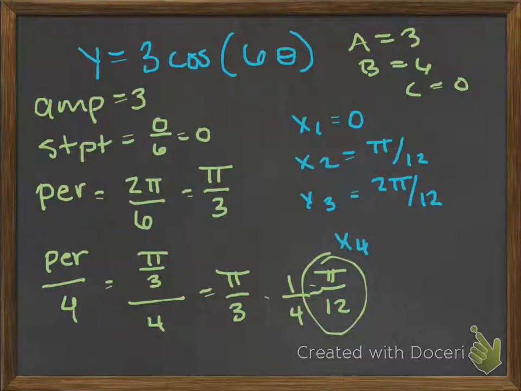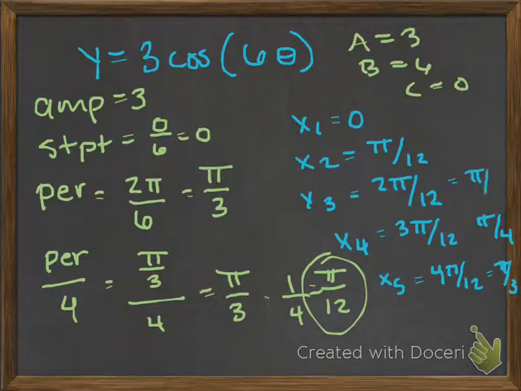X4 is 3 pi over 12, which again, you know that this is a pi over 4, and x5 is 4 pi over 12, which is a pi over 3. And we know this one was pi over 6. Okay, again, keeping it in the 12 so that way it makes it easier to graph.